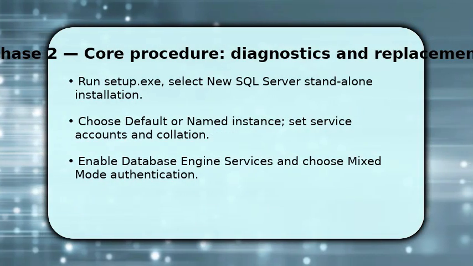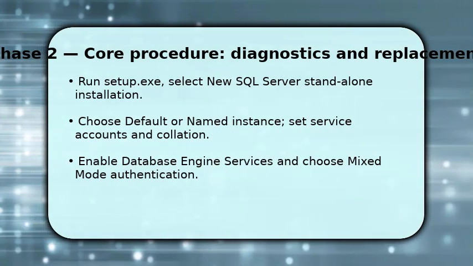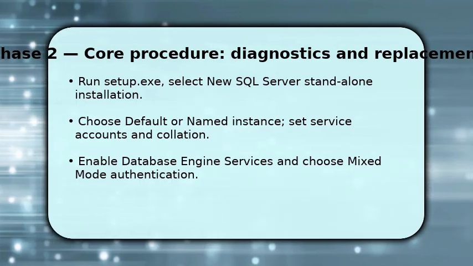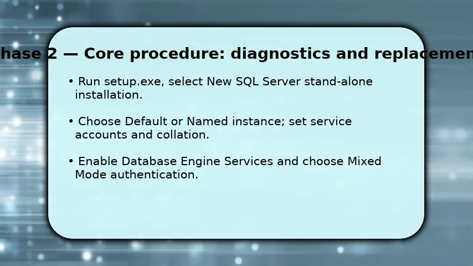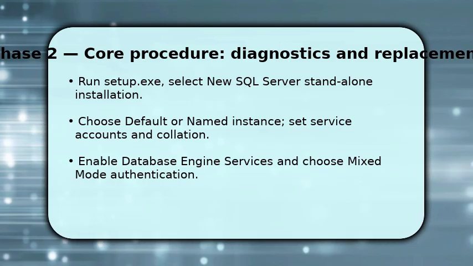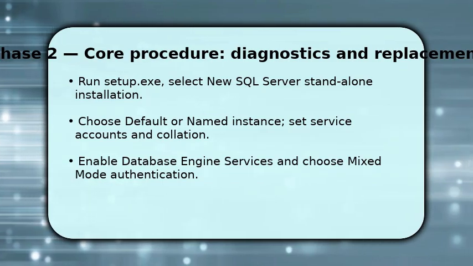Run Setup.exe and pick New SQL Server Standalone Installation. Choose Default for simplicity or Named Instance for multiple servers. Set service accounts, use low-privilege domain accounts when possible, then pick collation based on application needs.